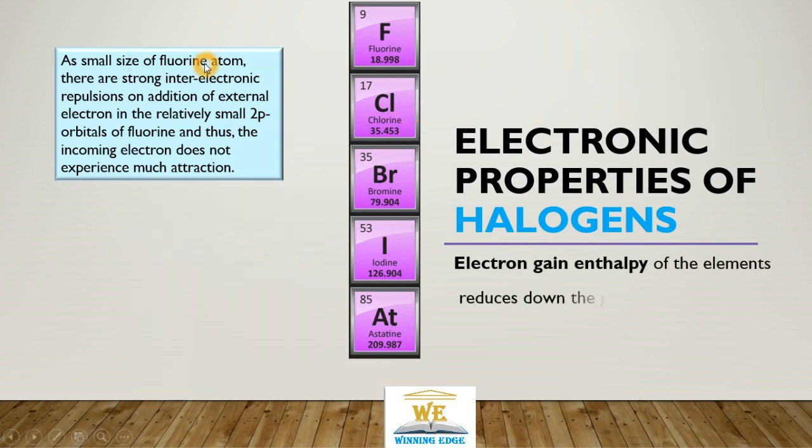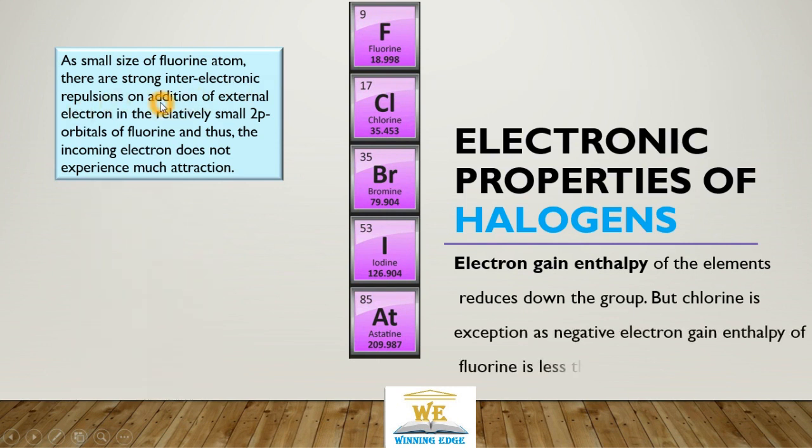Because of the small size of the fluorine atom, there are strong inter-electronic repulsions, as we already know. So the electron gain enthalpy will have certain problems, because addition of another electron to the high electron density of fluorine atoms is not easy. For the same reason, the electron gain enthalpy for fluorine is less than chlorine.